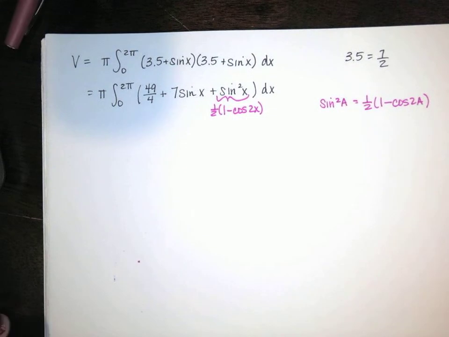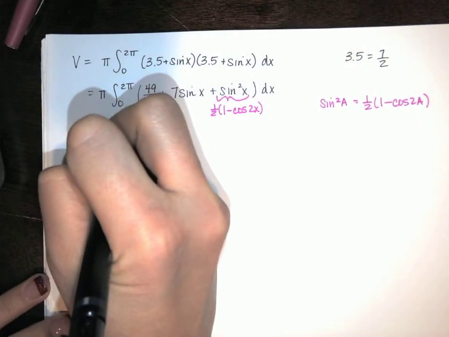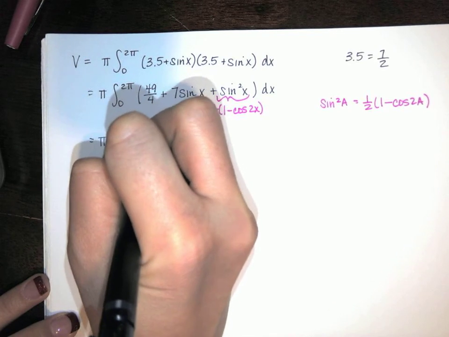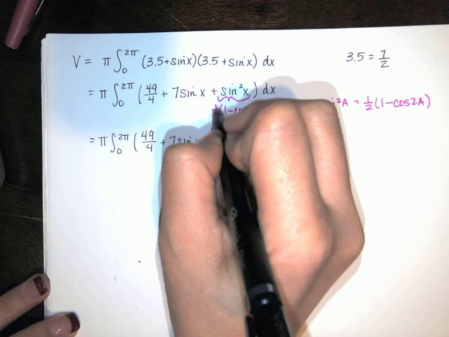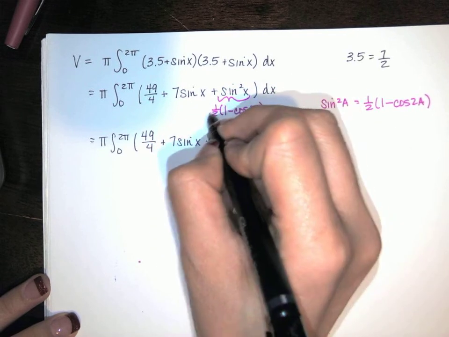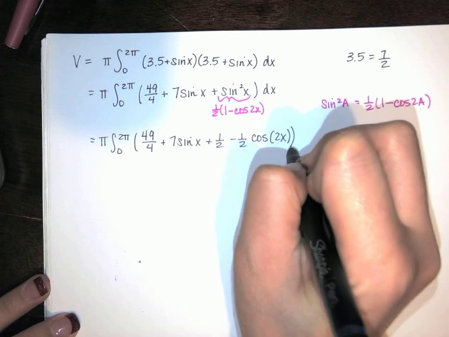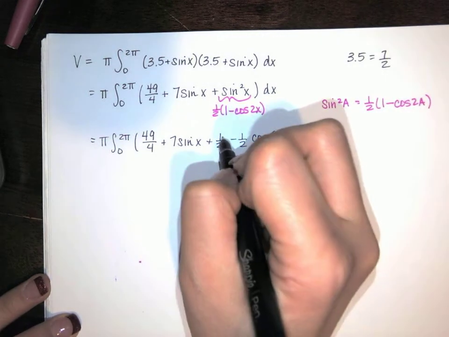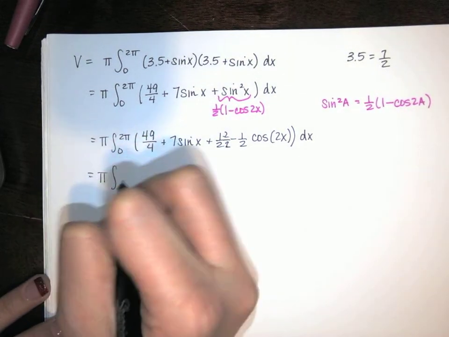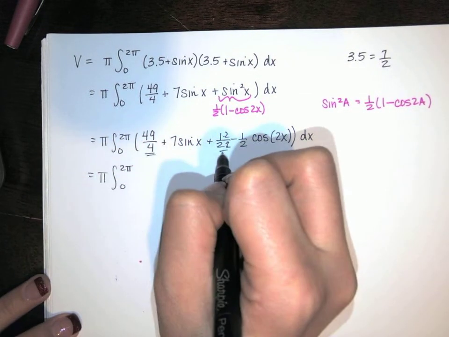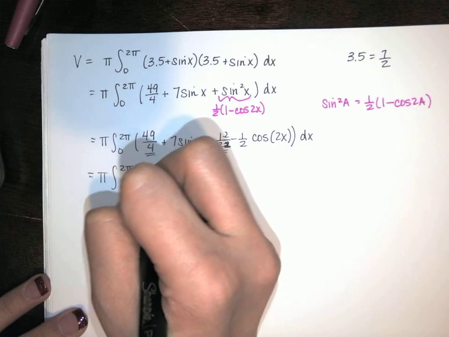And we can anti-differentiate that instead. Or you can distribute the 1/2 through. So 1/2 times 1 is, of course, 1/2. 1/2 times that negative cosine is negative 1/2 cosine. I could write that as 2 over 4 if we wanted. So we can add these two guys together. 2 over 4 plus 49 over 4 is 51 over 4.